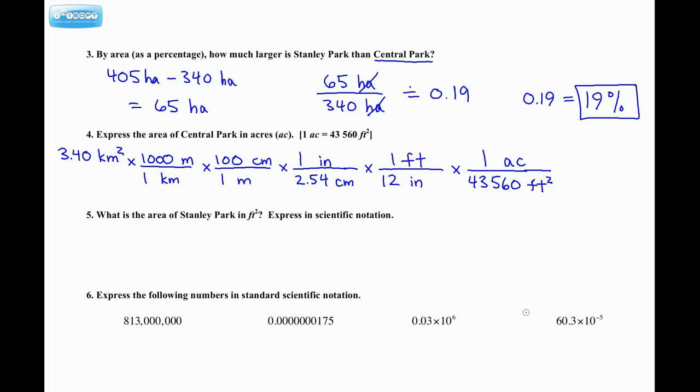So I need to square these. Therefore the numbers I square, these all get squared. It's kind of tedious. Make sure they cancel, cancel, cancel, cancel, cancel. All right, let's take our calculator and work out this mess.